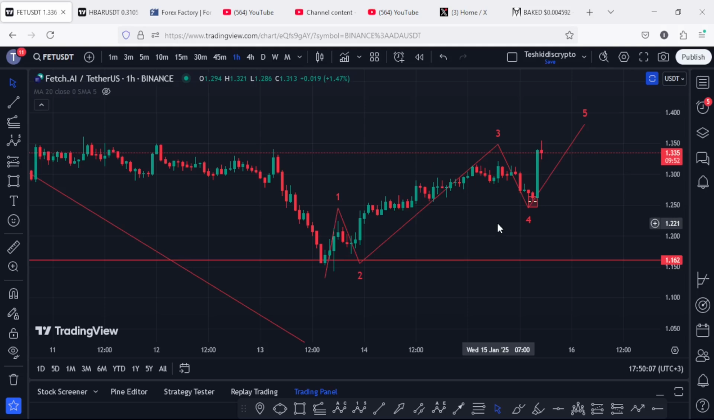So that is the roadmap that I'm expecting Fetch AI to follow for the next coming days, and let's be patient and see how that plays out, and I will ensure you stay up to date.